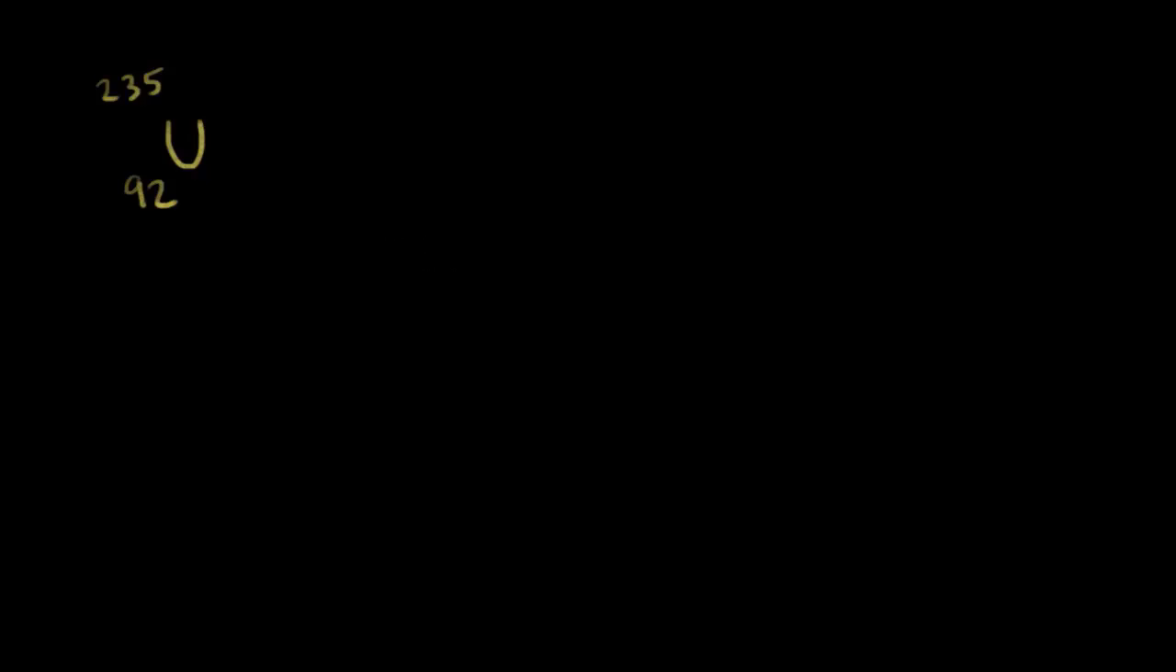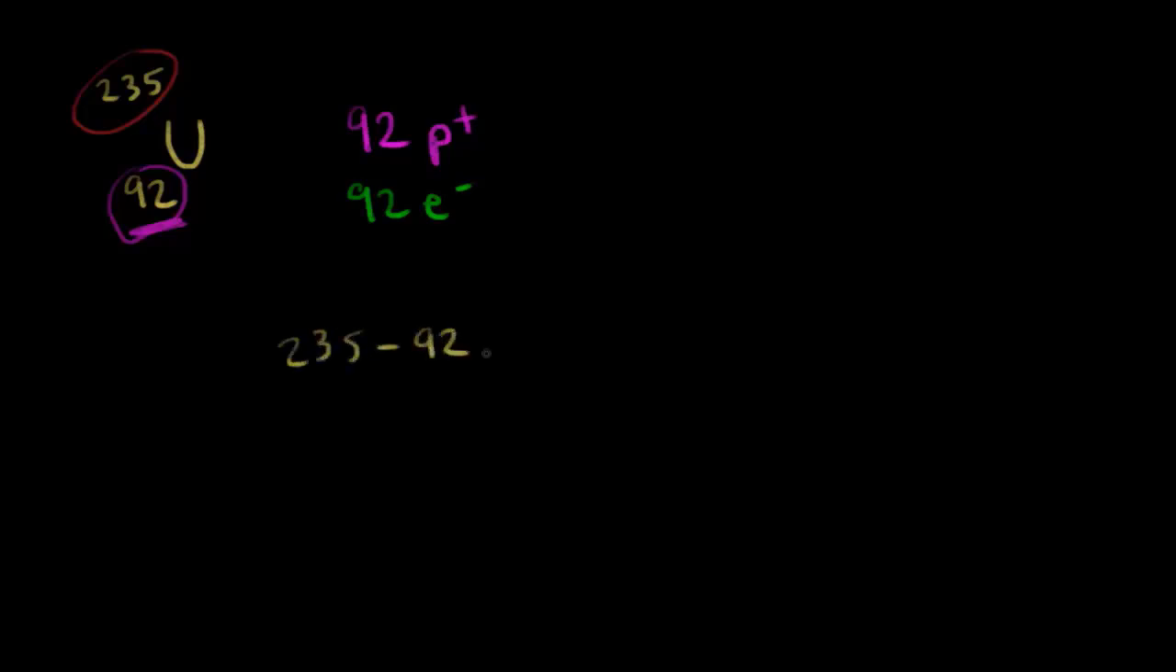All right, so once again, for protons, we look at the atomic number. That's 92, so there must be 92 protons. In a neutral atom, the number of electrons is equal to the number of protons, so there are 92 electrons. And then finally, to figure out the number of neutrons, we subtract this number from the mass number. So we just need to do 235 minus 92, and that gives us 143. So there are 143 neutrons.